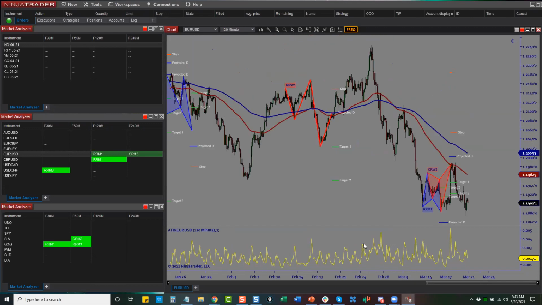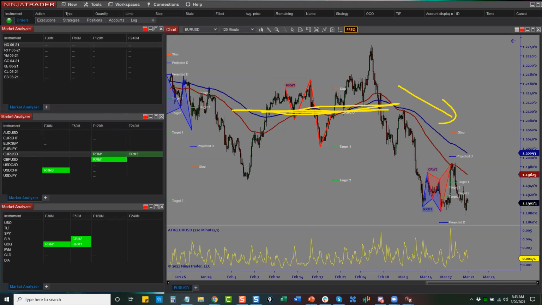Okay, so that's why we wouldn't be taking any trades when the EMAs are flatlined. Never take trades when the EMAs are flatlined. You want to see direction. You need to see direction. Okay, it's very, very important.